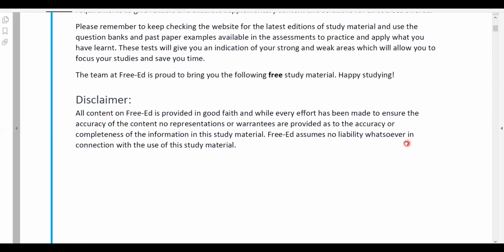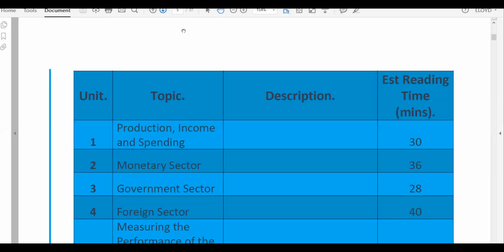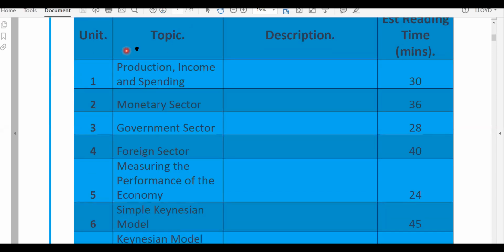It is always good to know the structure of the module that you'll be studying. If you check here on the table of contents, unit number one has to do with production, income, and spending. So that is what you're going to start looking at: production, income, and spending.